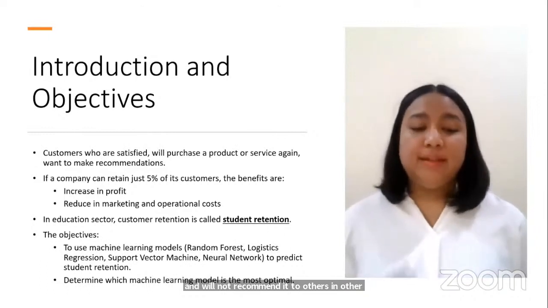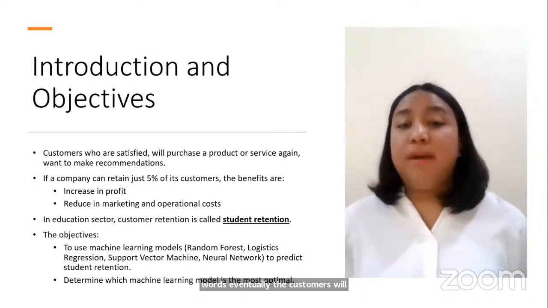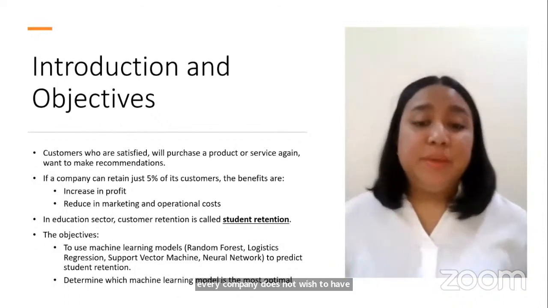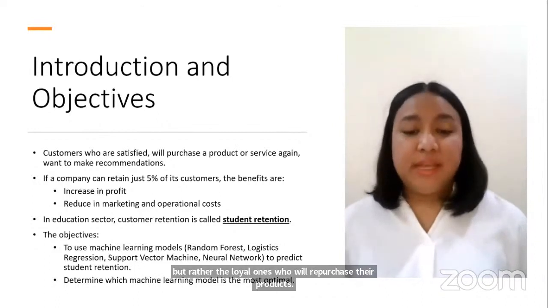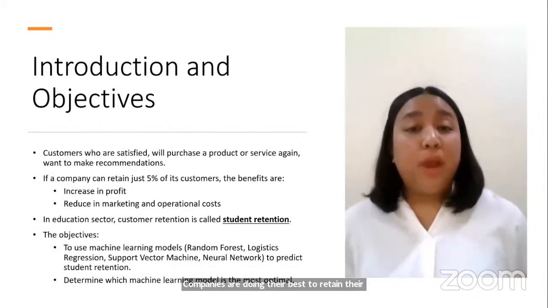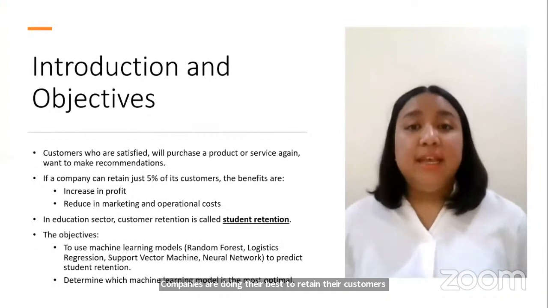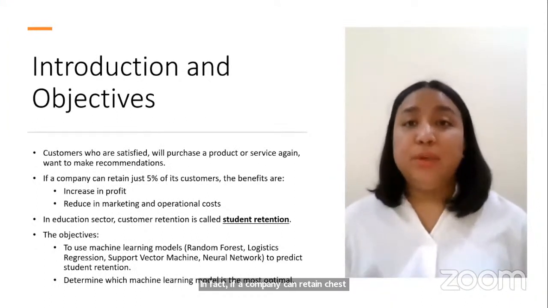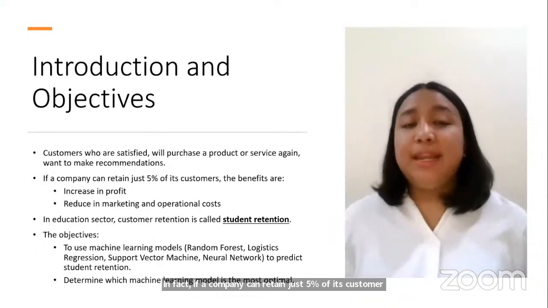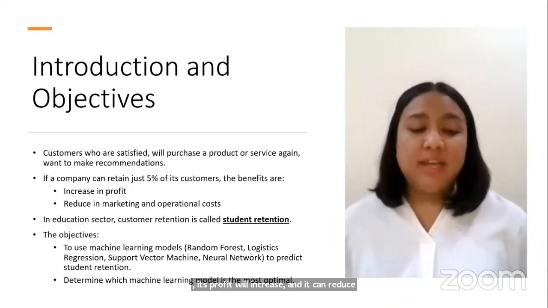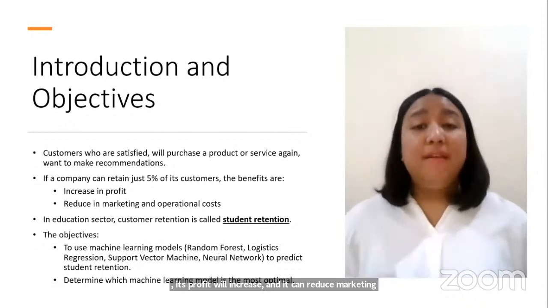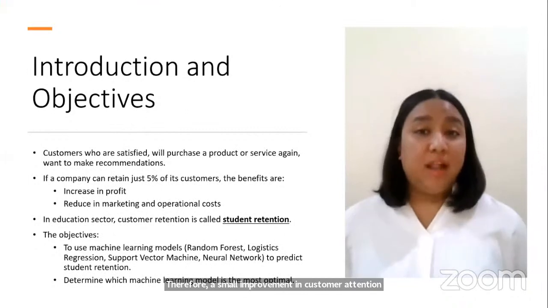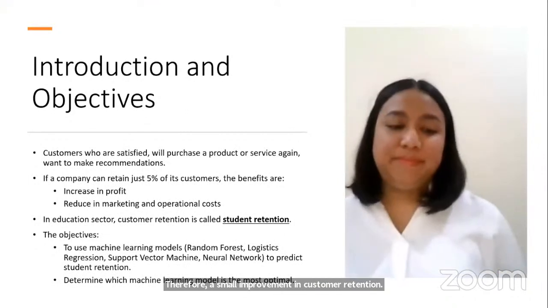Of course, every company does not wish to have churning customers, but rather the loyal ones who will repurchase their products. Companies are doing their best to retain their customers because it is more beneficial than acquiring the new ones. In fact, if a company can retain just 5% of its customers, its profit will increase, and it can reduce marketing and operational costs while at the same time increasing its sales. Therefore, a small improvement in customer retention prediction can really help a company save a lot of money.